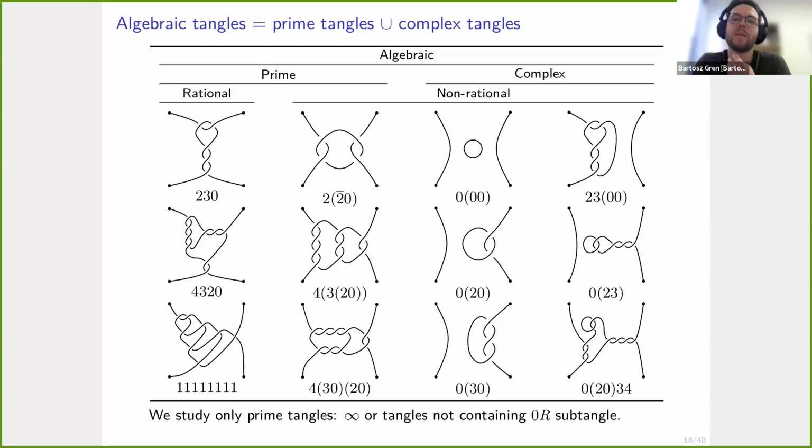So we didn't want to classify all tangles which have a subtangle starting from 0, because these are these complex tangles.